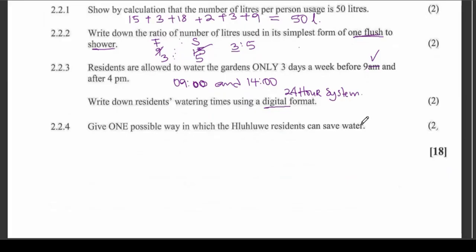There are many answers. One, you can reuse the water, especially for watering. It's called gray water. Like, you can use it for mopping the house floor. You can use it for watering plants. You can use it to wash the car.